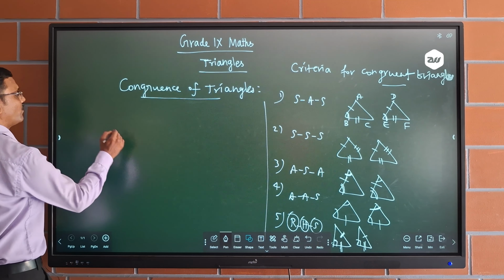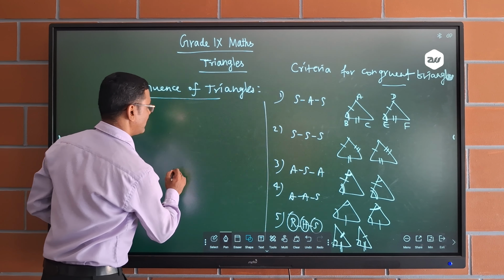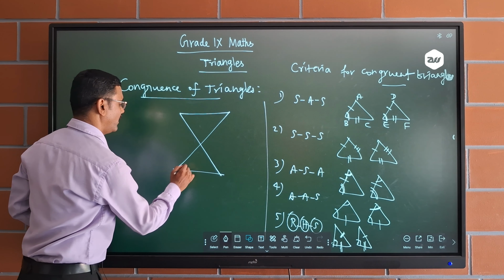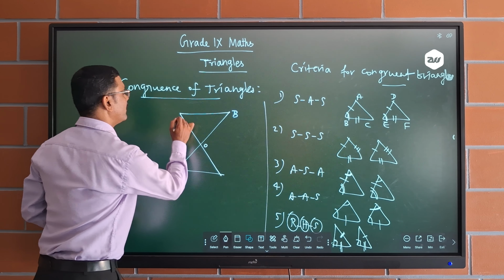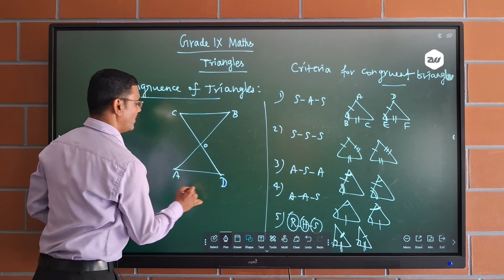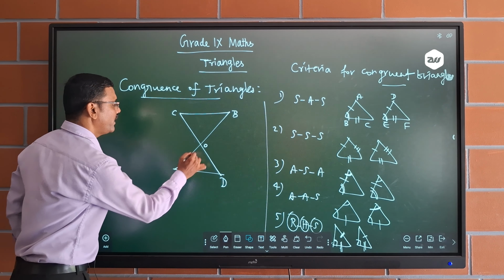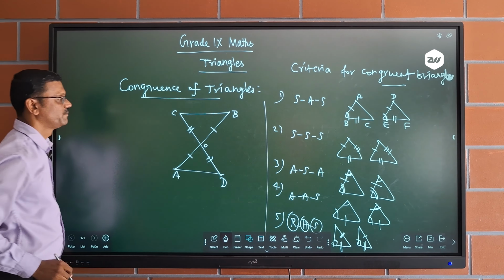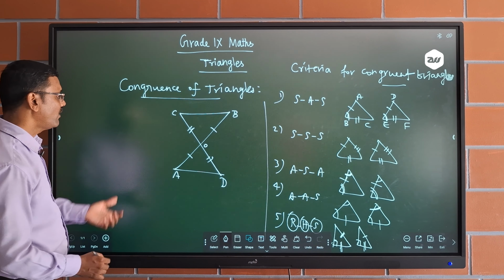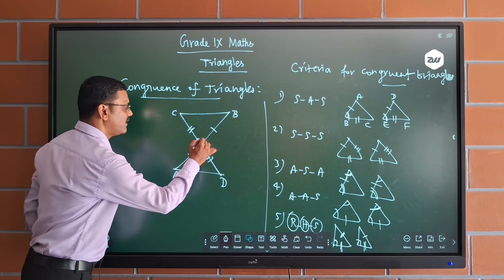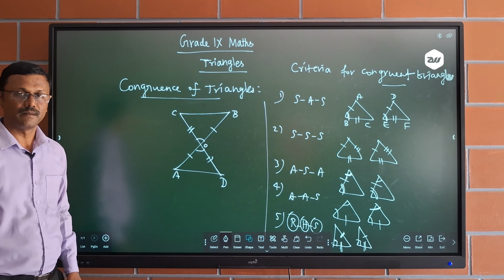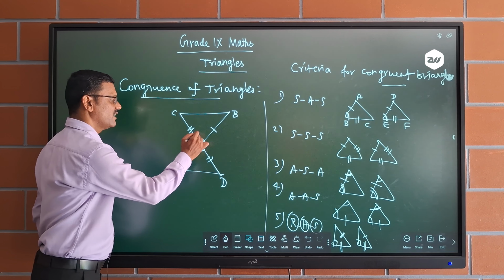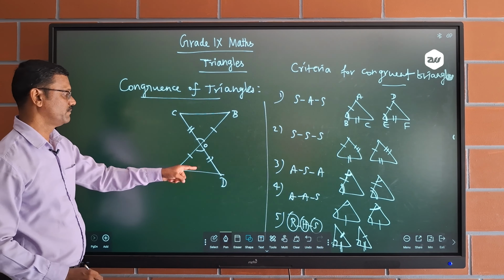Okay. So look at the diagram: A, O, B, C, O, D. In this diagram, OA and OB are equal, OC and OD are equal. It is given. Obviously this angle and this angle are equal. Why? They are vertically opposite angles. So these two are vertically opposite angles. They are equal. So it is also given.